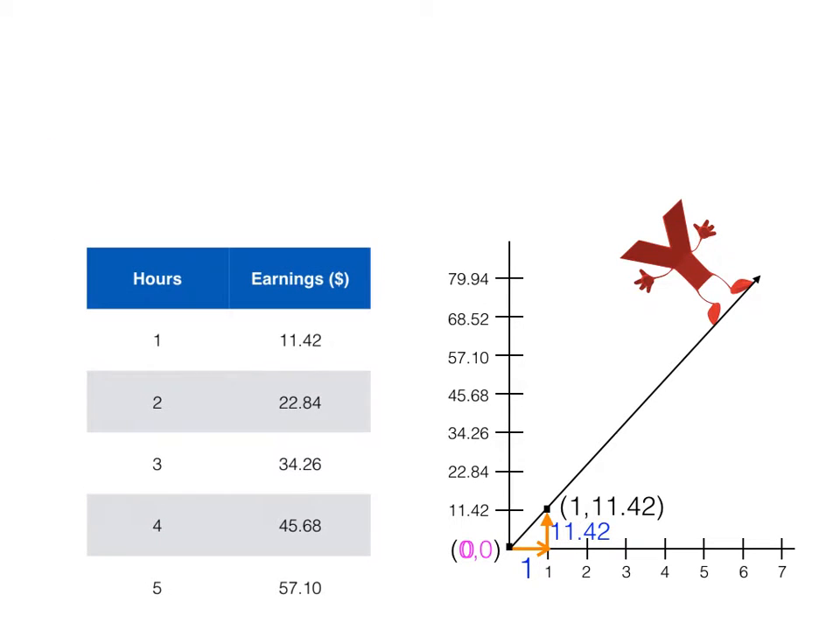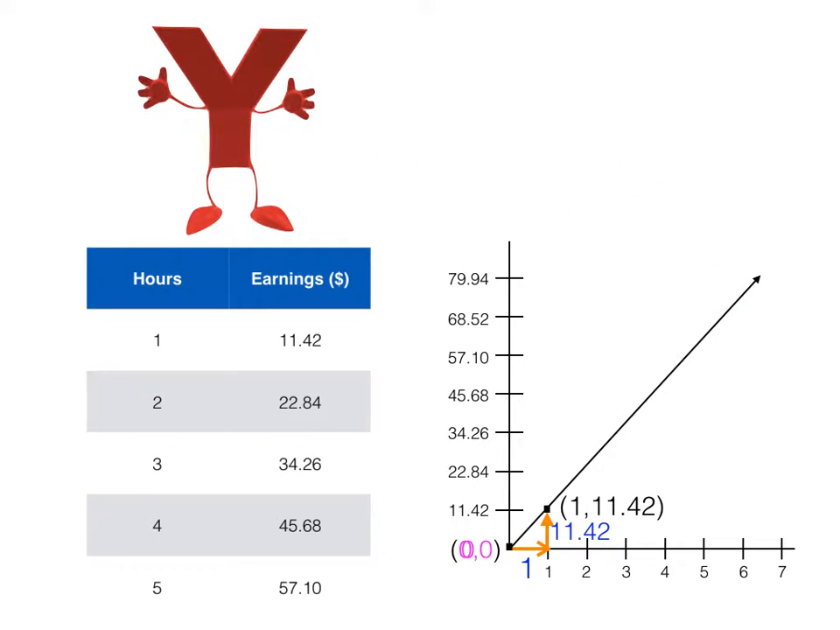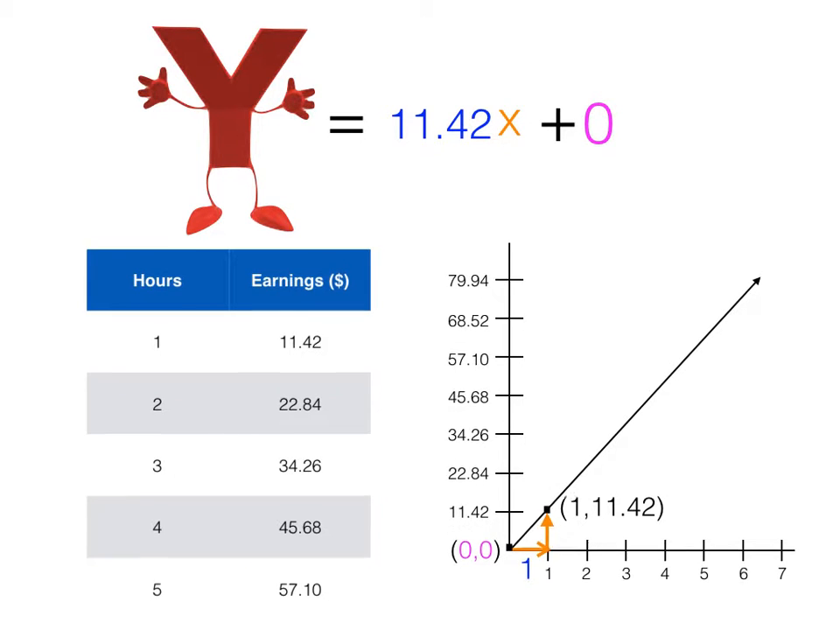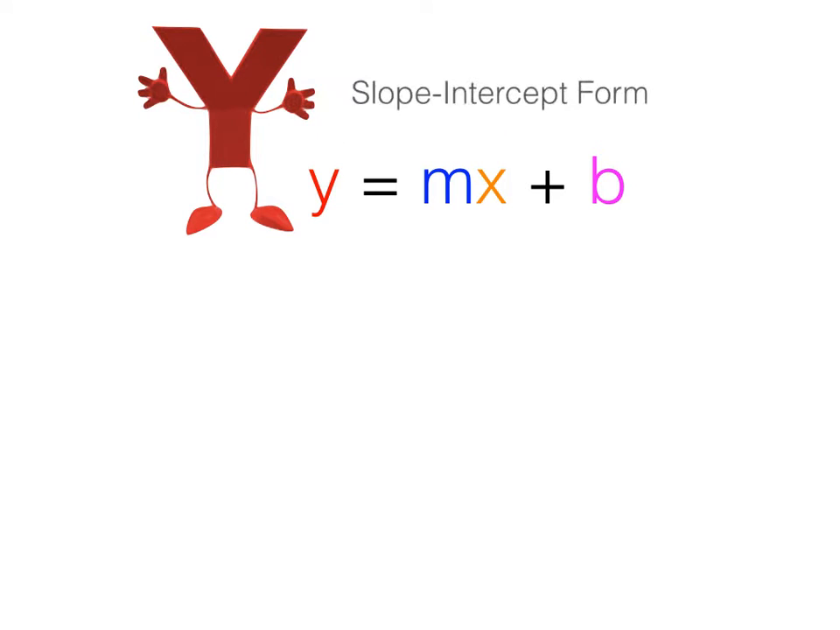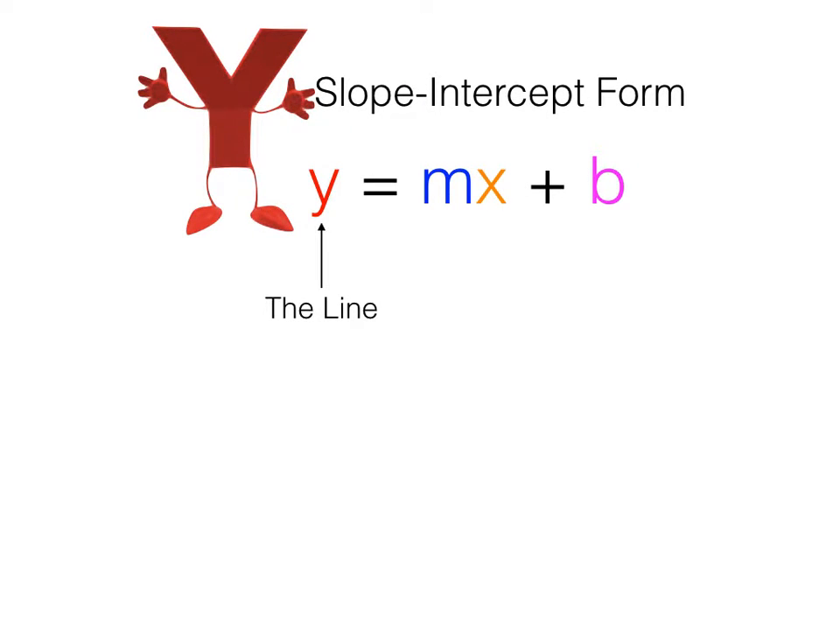We could say that as y equals 11.42x plus 0. This equation of the line follows the slope-intercept form, y equals mx plus b. The y stands for the equation of the line, the m for the slope, and the b for the y-intercept.